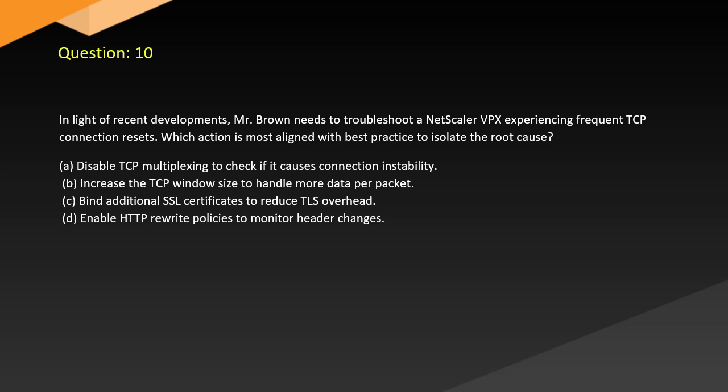Question 10. In light of recent developments, Mr. Brown needs to troubleshoot a NetScaler VPX experiencing frequent TCP connection resets. Which action is most aligned with best practice to isolate the root cause? A. Disable TCP multiplexing to check if it causes connection instability. B. Increase the TCP window size to handle more data per packet. C. Bind additional SSL certificates to reduce TLS overhead. D. Use HTTP rewrite policies to monitor header changes.